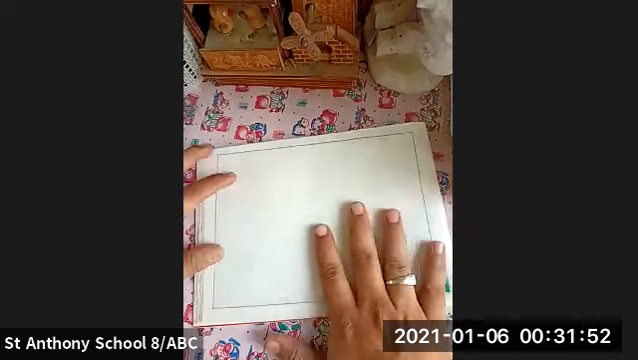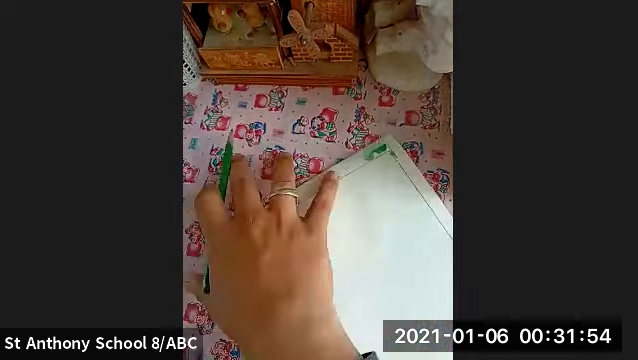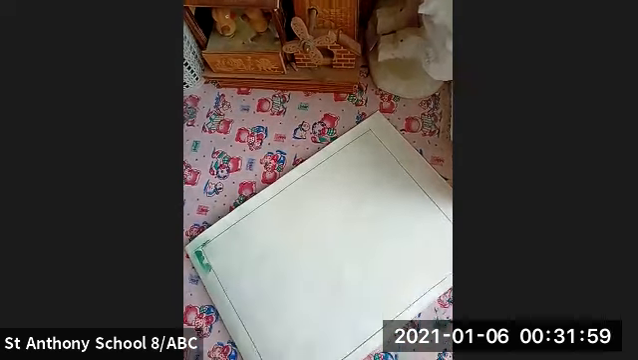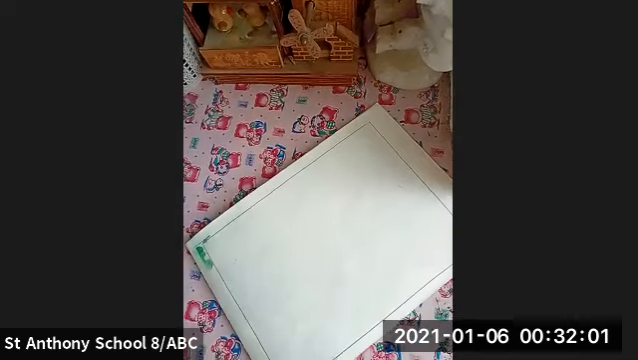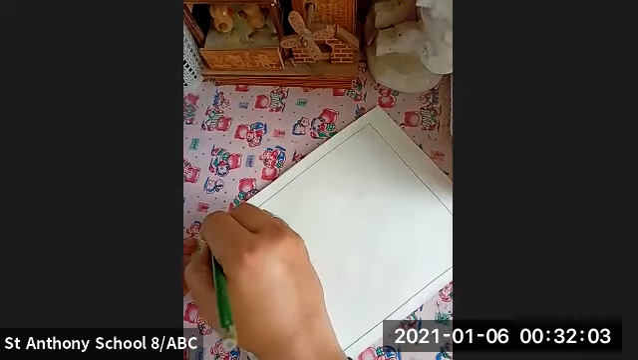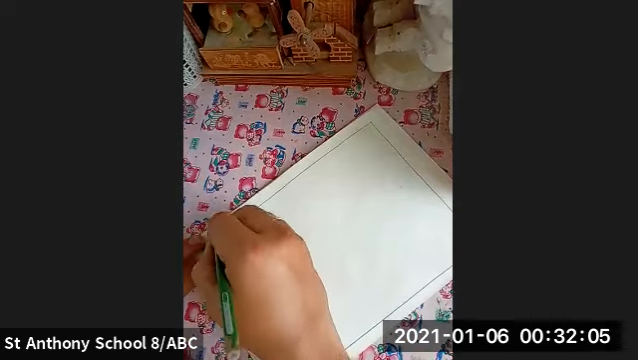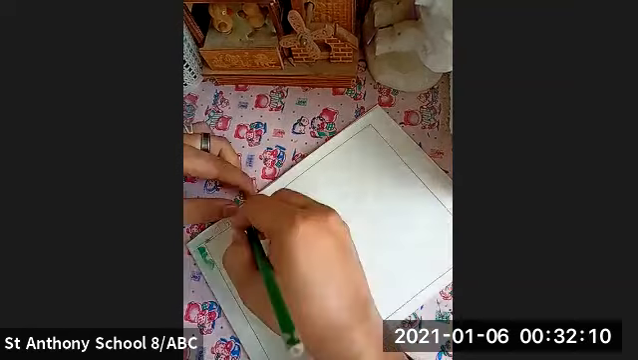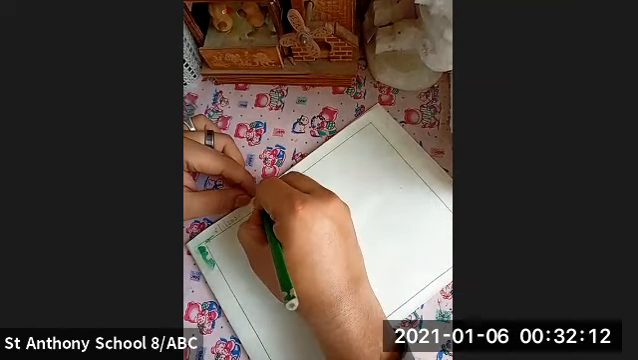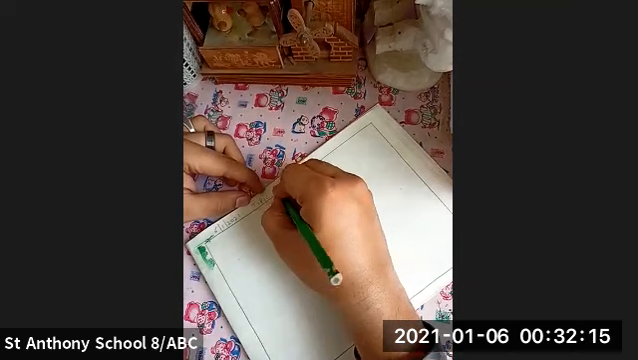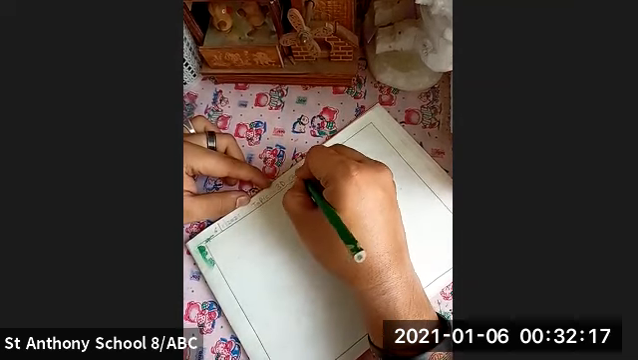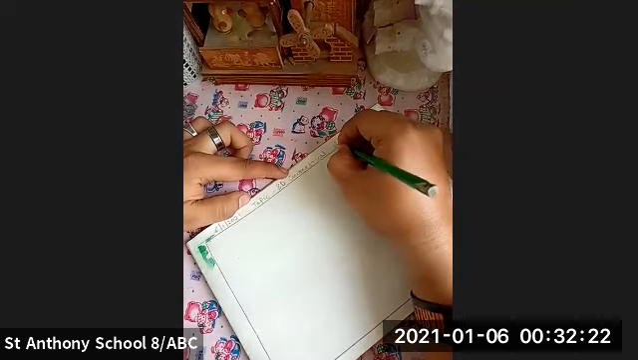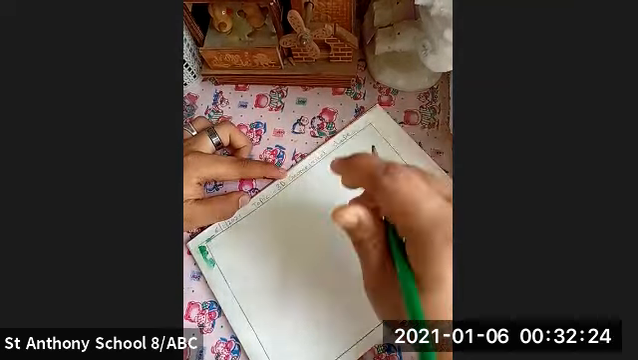This is my drawing book, and what I'm going to do now is mention today's date. Today's date is 6th of January 2021. Yes, so you have to mention today's date over here. Okay, and your today's topic name is 3D geometrical shape. Okay, so let's begin with this.